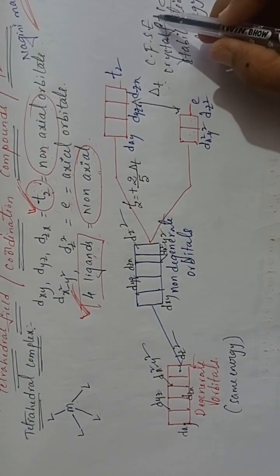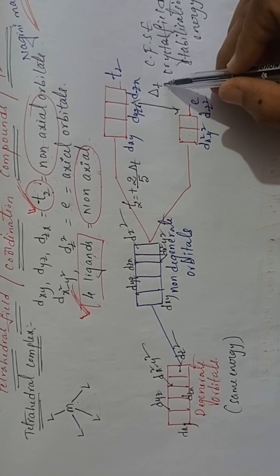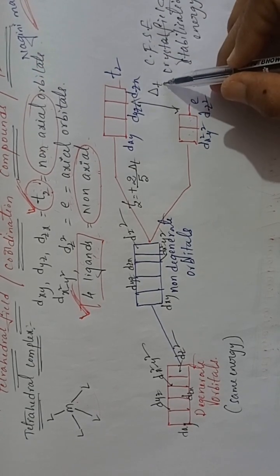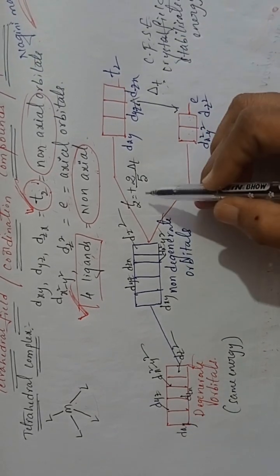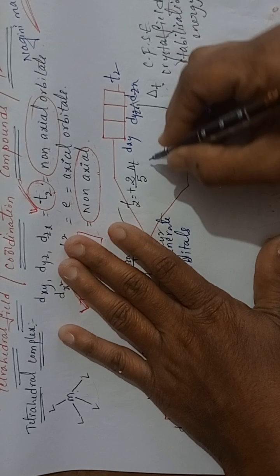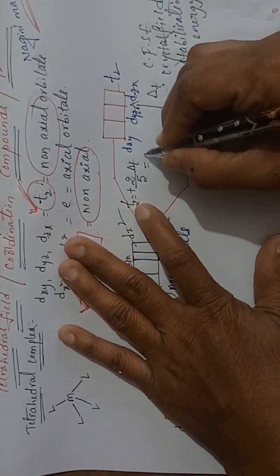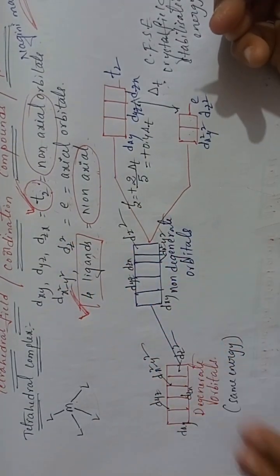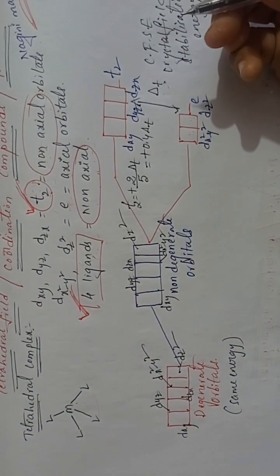What is delta t? Crystal field stabilization energy. T indicates the tetrahedral complex. Crystal field stabilization energy in the tetrahedral complex. So this is the T2 orbitals' energy: 2 by 5 into delta t. So what we can write? 2 by 5 is nothing but plus 0.4 delta t. Clear? Plus 0.4 delta t.